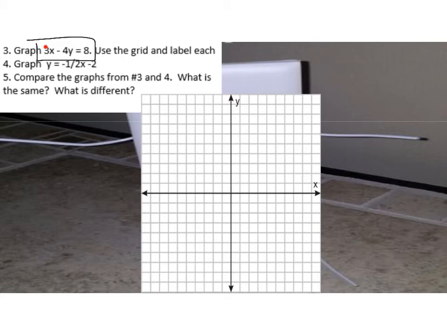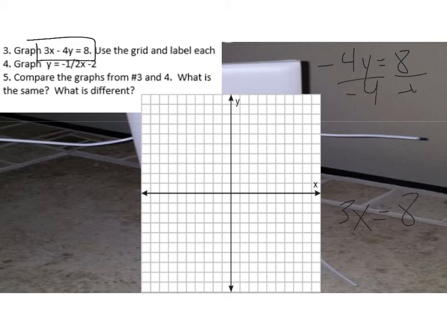So when I'm trying to find the y-intercept, I cover up the x. If I cover up this x, I'm left with the equation, I'll write this out, negative 4y equals 8. If I cover up the y when I'm trying to find the x-intercept, I'm going to be left with the equation 3x equals 8. Okay, so working with this one's not too bad.